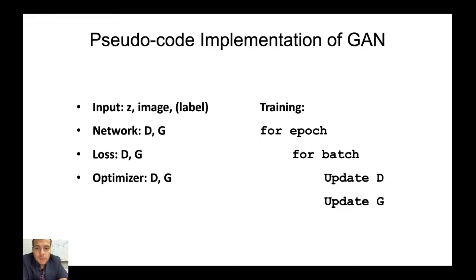Okay, so in order to train a GAN, we have this pseudocode implementation. So we have some input that is the vector z and an image, and optionally, if it is a conditional GAN, we can also add class labels. The network is actually formed of the two models, the generator and the discriminator. We also have two losses, one for the generator and one for the discriminator. And for the optimizer, of course, we want to optimize both models jointly. So typically this is done using stochastic gradient descent. So for a number of epochs and for a number of mini batches, we first update the discriminator and then we update the generator. And here, as I said before, optionally you can try to update one of the models several times while you update the other model only once.